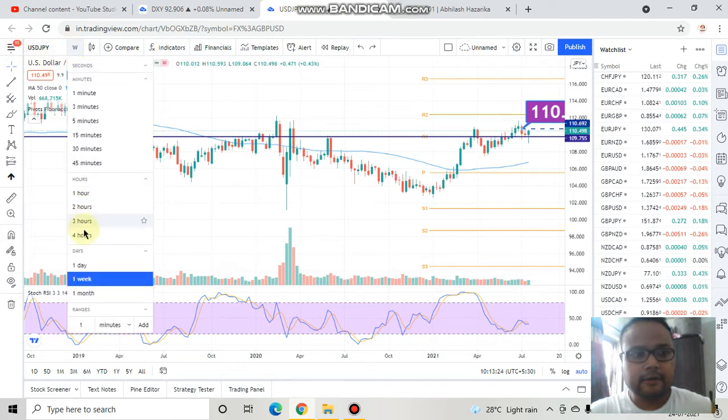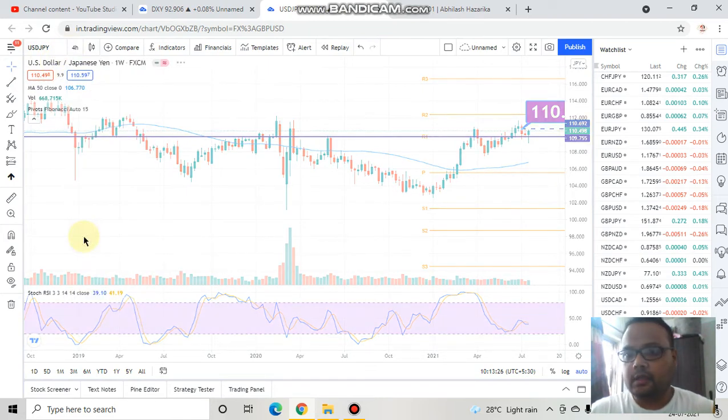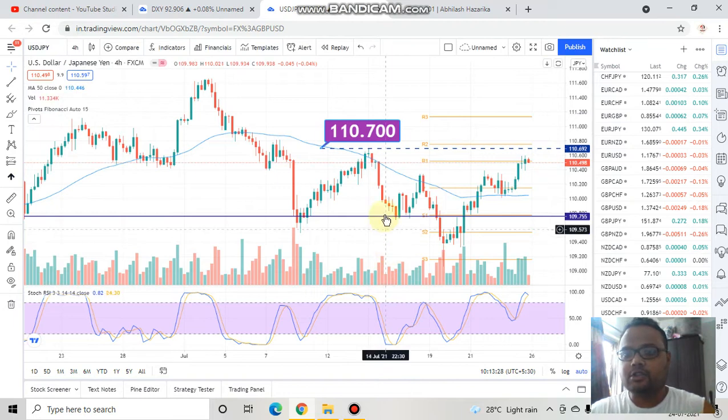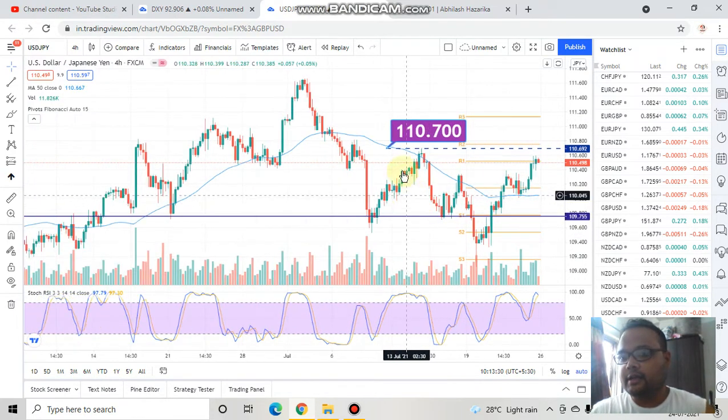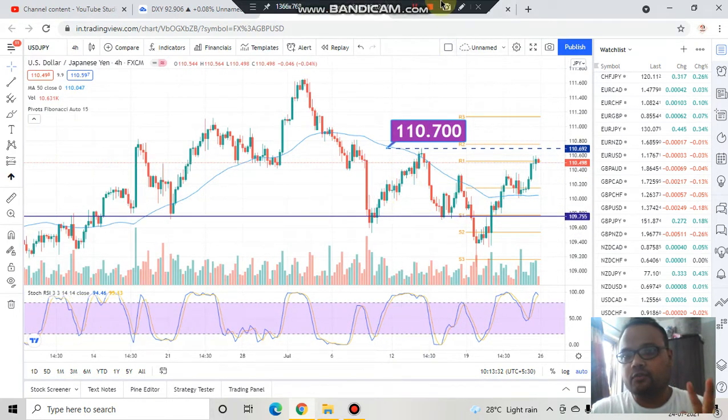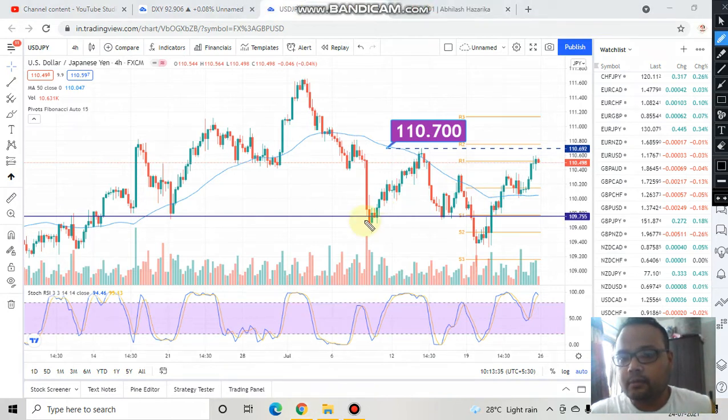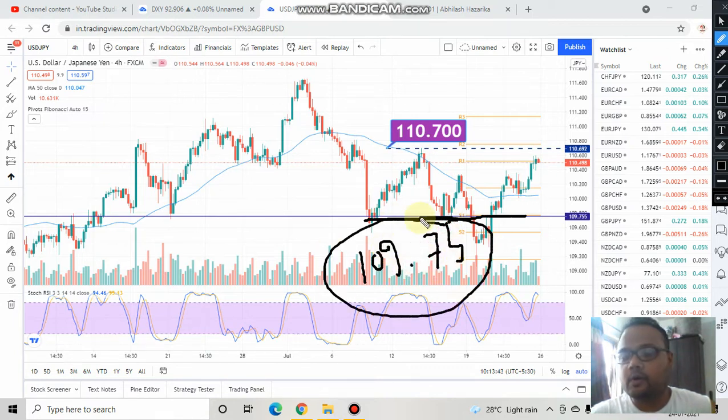Sorry, 4-hour chart. Yes, we are back to our 4-hour chart again. If you look at the chart here, you can see that I have only got two lines over here. First and foremost, this line, and I have clearly explained this line is 109.75, the most crucial level in the chart of USDJPY.